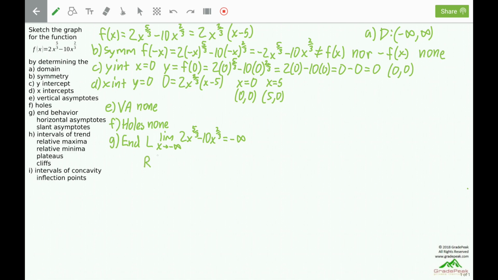We can determine the right end behavior by taking the limit as x approaches positive infinity of the function 2x to the 5/3 minus 10x to the 2/3. Only the highest power term will matter here. Positive infinity to the 5/3, cube root of positive infinity is positive infinity, to the 5th power is positive infinity, times 2 will be positive infinity.